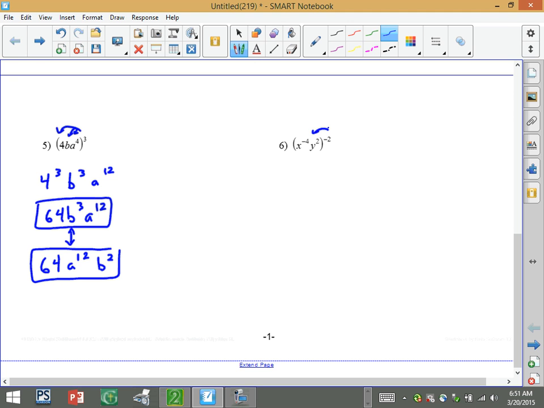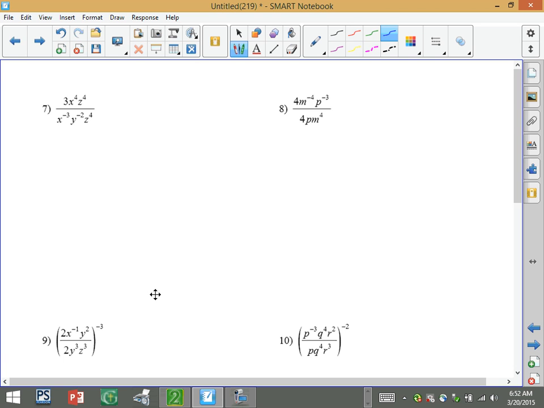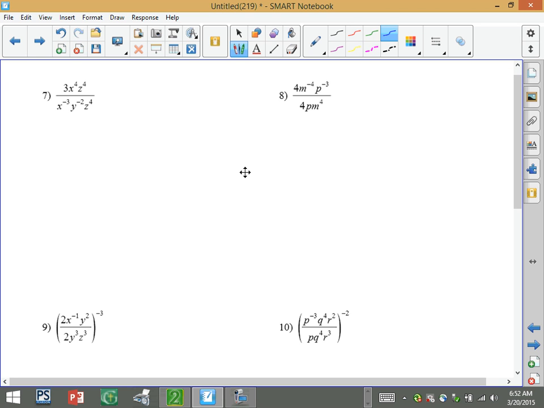Here, distribute that negative second power, so that turns into x to the 8th, y to the negative 4th. And since y has a negative 4, it's going to go into the denominator. X to the 8th stays in the numerator because it's a positive value. Okay, it's starting to get a little bit more complicated.